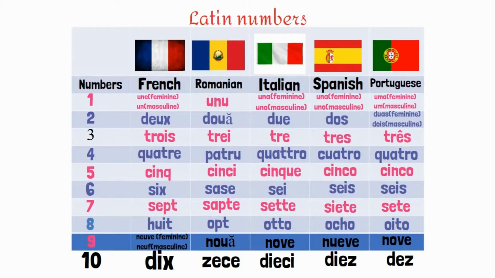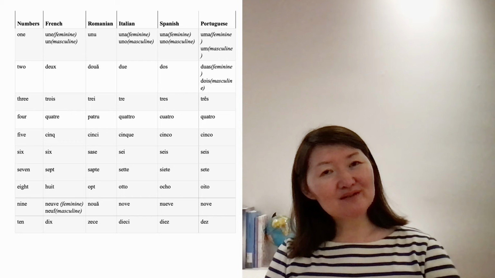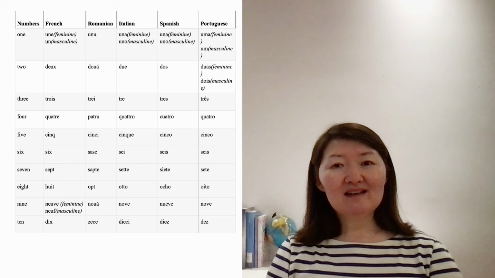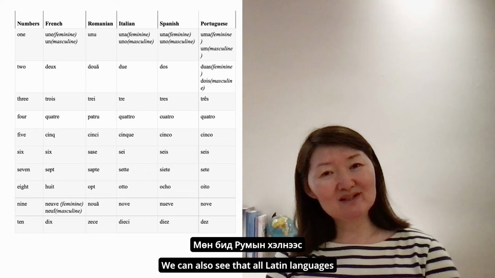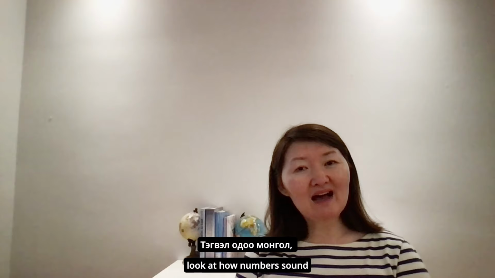Again, we can now see the lexical classification for numbers are similar in both phonology and morphology, with a slight divergence, but it still maintains the consistent similarities in all Latin languages. We can also see that all Latin languages, except for Romanian, have a gender. So now let's take a look at how numbers sound and compare in Mongolian and Turkish languages.